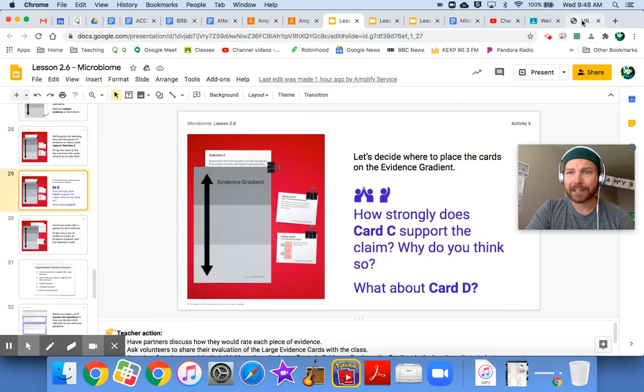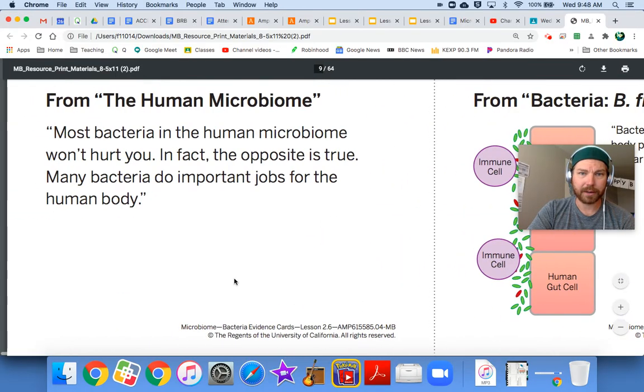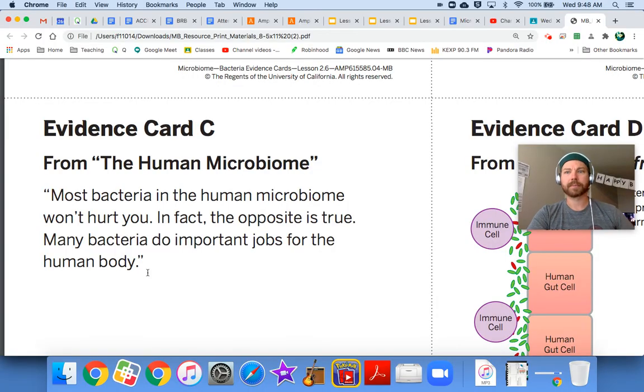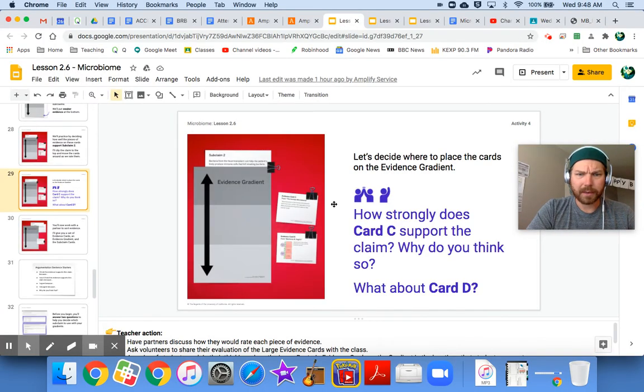So let's go ahead and actually take a look at these evidence cards. How strongly does card C support the claim? And D. Let's look at card C, actually. I have it right here, and you have these attached to your lesson.